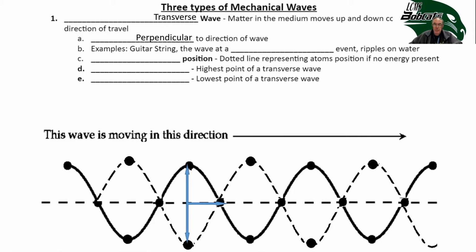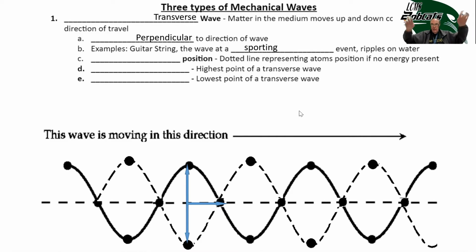Okay, the particle that was up here is going to move down here, and the direction of the wave is straight. And you can see that this makes a perpendicular 90-degree angle. So the particle is going to be going up and down like this, and the wave direction is straight forward.